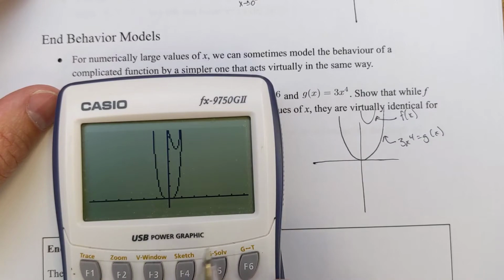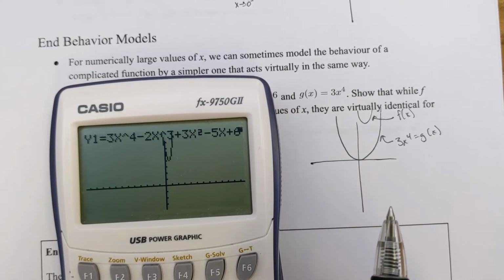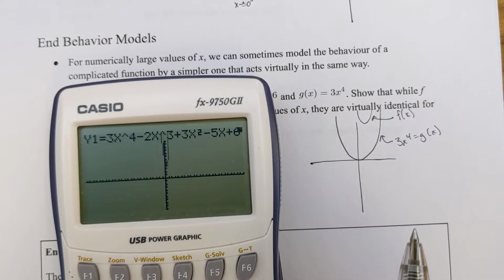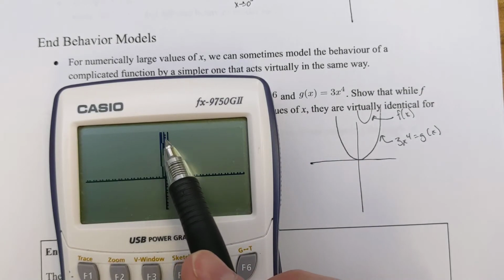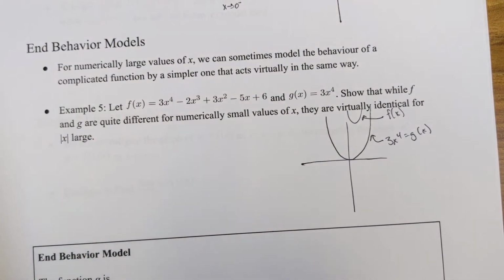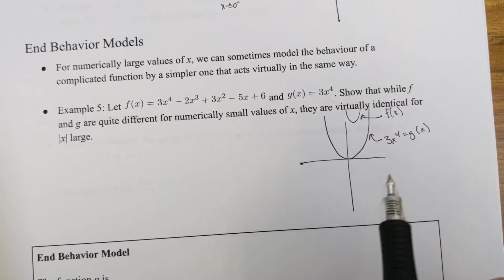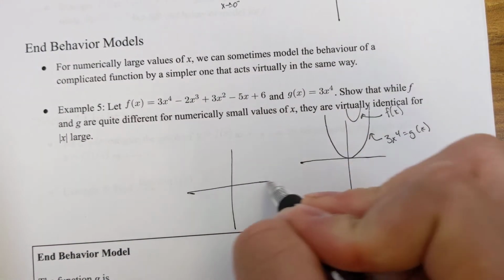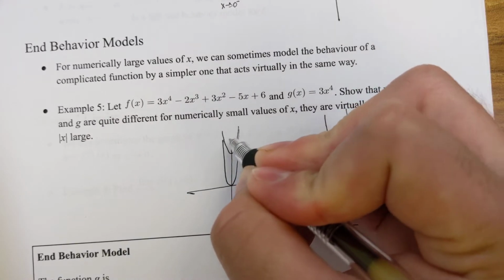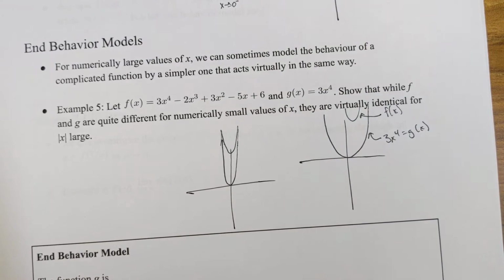But if I keep zooming out, you'll notice that the graphs start to look nearly identical and you can't tell them apart. You can see that they start sitting on top of each other. Desmos can make this even more obvious, but that's what's happening. As you zoom out, eventually they both start to overlap each other. So that's what that's talking about.